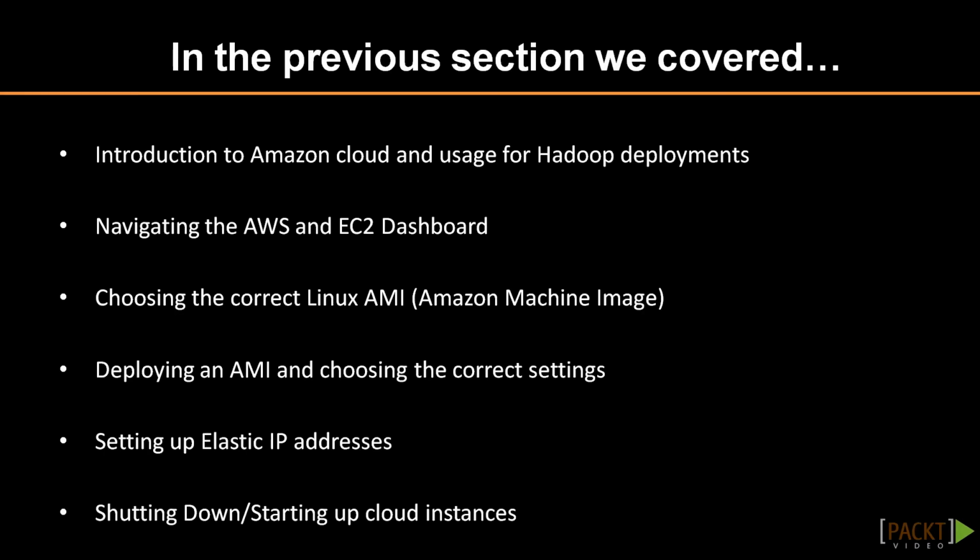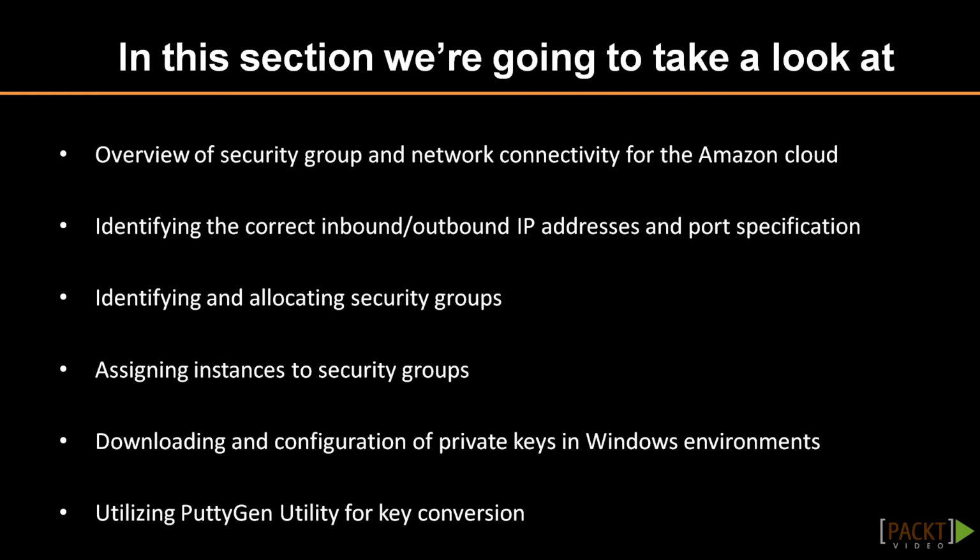In the previous section, we covered multiple topics. We gave an introduction to the Amazon cloud, and we talked about AWS and using it for deploying EC2 instances, as well as how to deploy the right Linux Amazon machine image. We also set up elastic IP addresses and showed you how to start and terminate instances. In this section, section number 2, we will cover network and security settings.